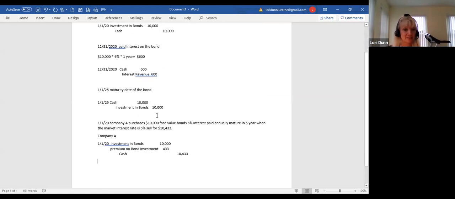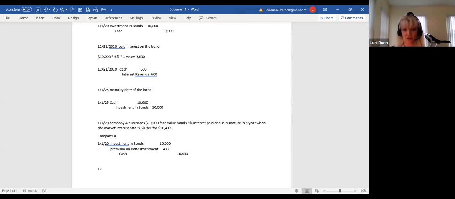Now, this is a different perspective for the investor because what did they just do? They paid an extra $433 right now to be entitled to a 6% interest rate instead of a 5%. So they're actually prepaying some of the interest they're going to get in the future the day they buy the bond. Because in the end, they're only going to make a 5% interest return over the life of that bond.